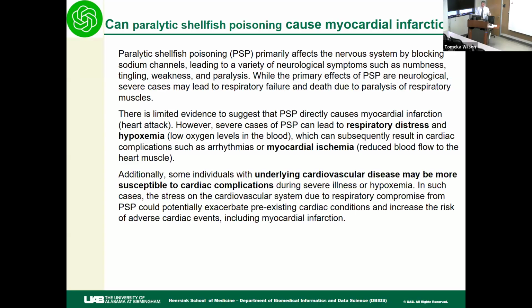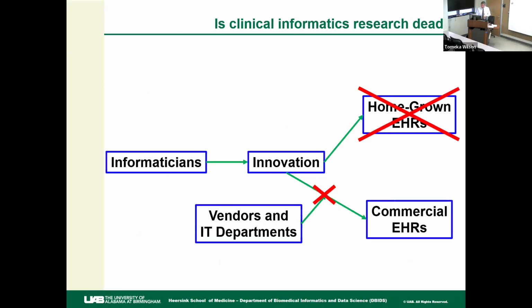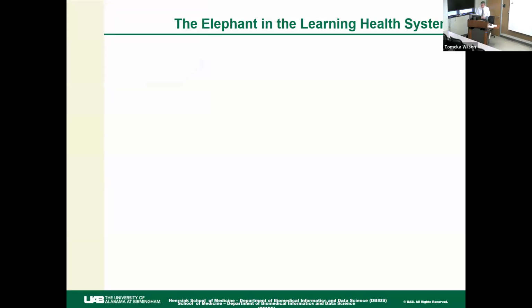And then I thought, well, what if you have underlying cardiovascular disease? Then you're going to be even more susceptible to that. And so it came up with that as well. But in the end, it said, it's indirect, but it can happen. Which is exactly what I said in the class. So, well, maybe they don't need me anymore. Maybe we don't need clinical informaticians anymore. Okay, so we've got generative AI, large language models. Maybe we'll get rid of the informaticians and just let them do it.